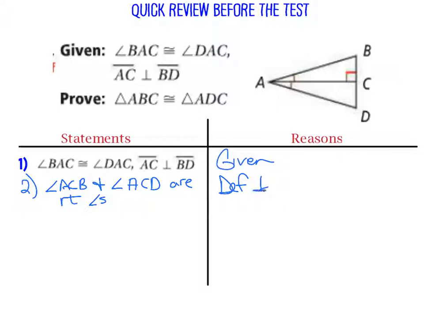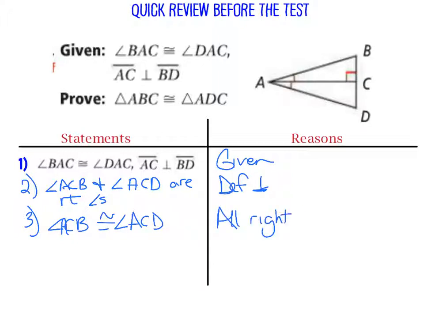Definition of perpendicular says lines that are perpendicular intersect to form right angles. Got it. Now that's not a congruence, so I got to come back and say, oh, well, if they're right angles, oops, that was supposed to be angle ACB congruent to angle ACD, because all right angles are congruent.